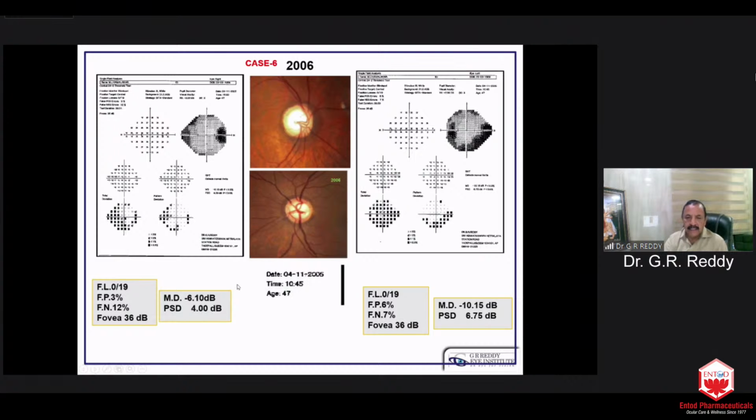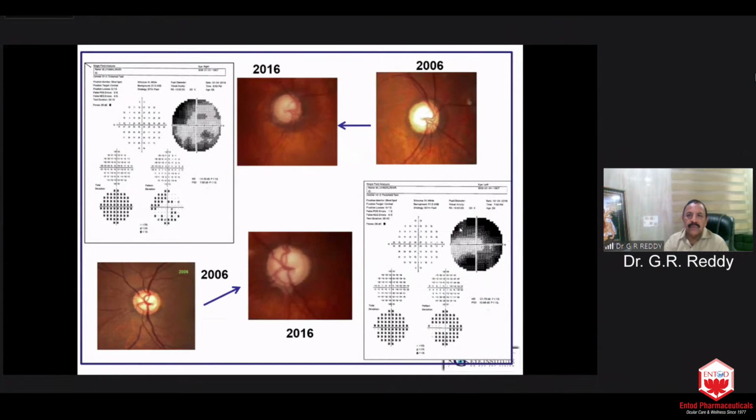And because the IOP is on the higher side, the patient was put on treatment from 2006 to almost 2012. She was in my town and under my care, and very stable fields. And when she left the place due to some transfer, she was diagnosed as a physiological cup and the treatment was stopped. And again, I saw this patient in 2016 with the advanced cup.